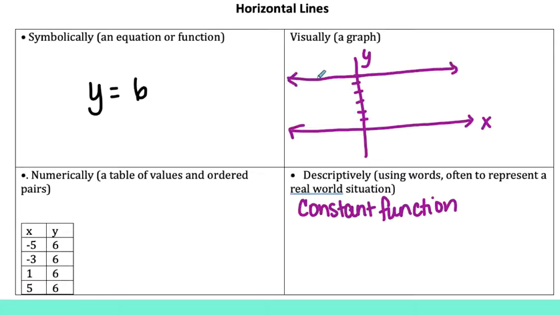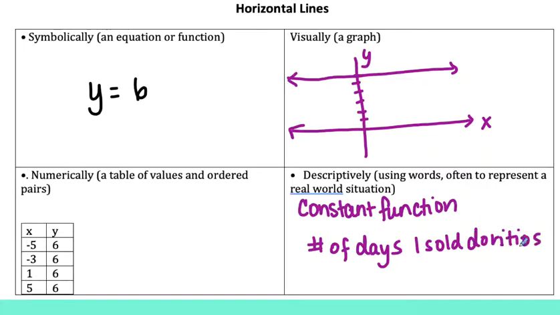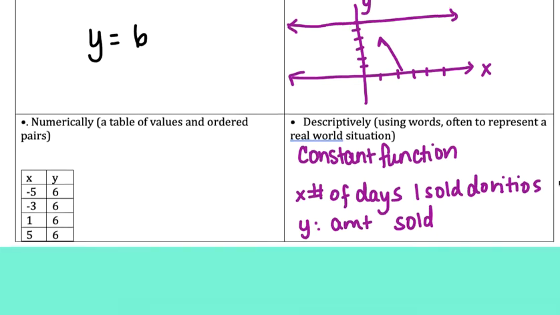Okay, and that could be something like the number of days I sold Doritos, but we'll use a different example. This number of days I sold Doritos would be my x, and my y might be the amount I sold. Well, if I think about it like this, the days would be along the x-axis, and I didn't sell any more depending on the days. I only sold 150,000 Doritos no matter what day I was on. And that would represent that kind of verbally.